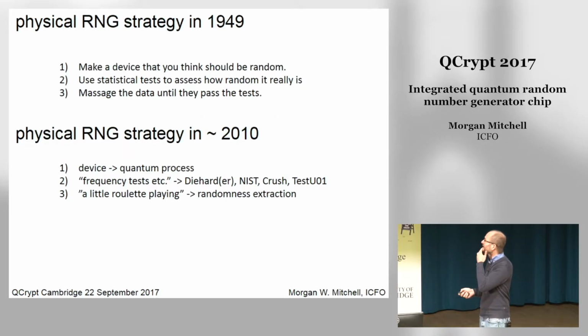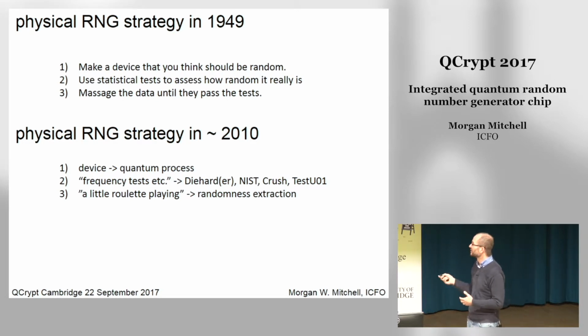So in 1949, the strategy for generating physical random number generators was to make a device that you think should be random, and then apply statistical tests in order to decide whether it's random enough for your purposes. And if it's not good enough, then do some kind of massaging of the data until it does pass your tests. So this was 1949.